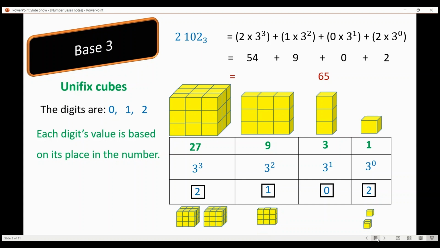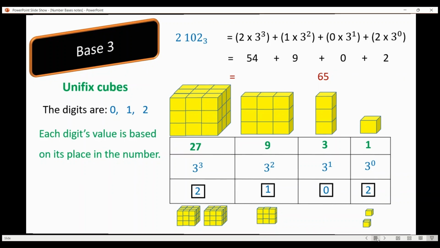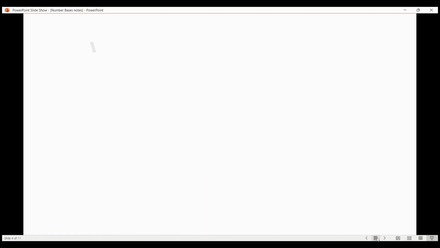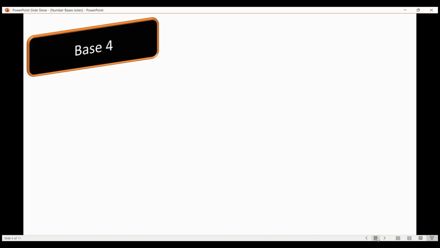So what we're actually doing is seeing, using expanded notation, how we move from base 3 to counting them up, which is 65 units, which really means 65 in base 10. Let's go look at another base doing the same thing so we get a better understanding of it. Let's look at base 4.